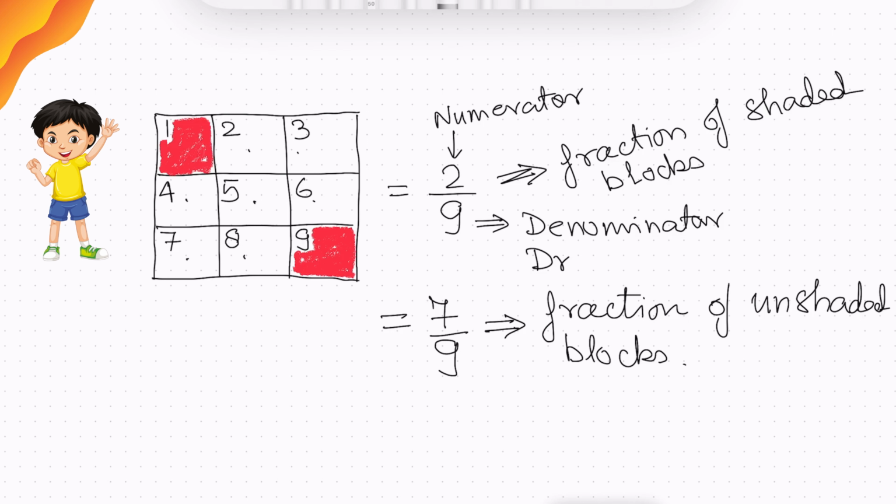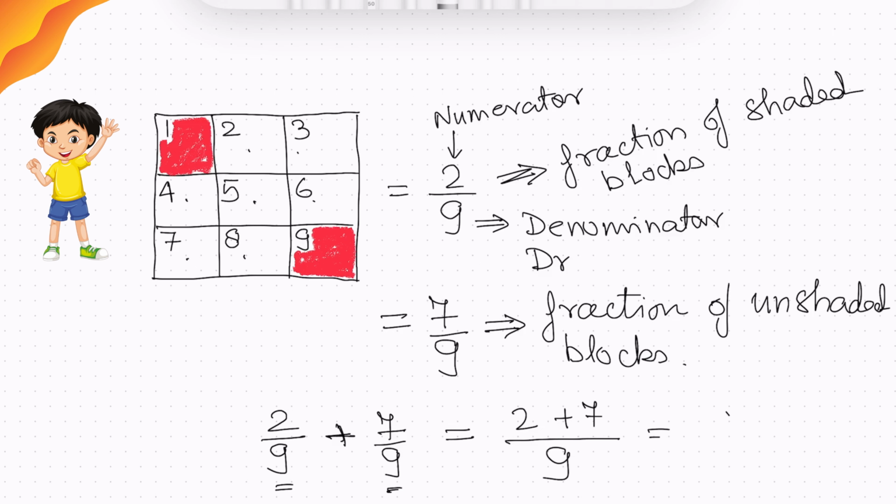So if I add shaded plus unshaded blocks, I should get 9. So let's try. 2 by 9 is the shaded, and 7 by 9 is the unshaded. So as the denominator is same, I can add the numerators. So 2 plus 7 is equal to 9, which means total number of blocks which are shaded and non-shaded are 9, and 9 is the total number of blocks in this. So which means we are doing correct.